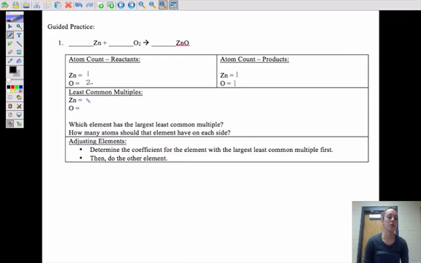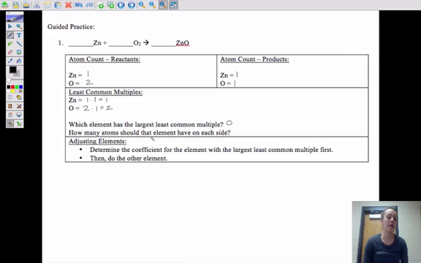The next step is to do least common multiples so I know which element to start with. I have 1 atom of zinc on the left times 1 atom of zinc on the right, and that's 1. For oxygen, I have 2 atoms on the left times 1 atom on the right, and that equals 2. Which element has the largest least common multiple? The answer is oxygen.